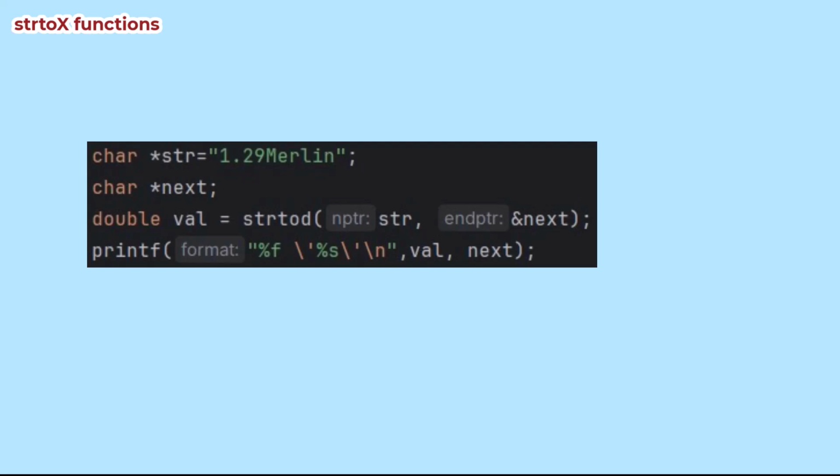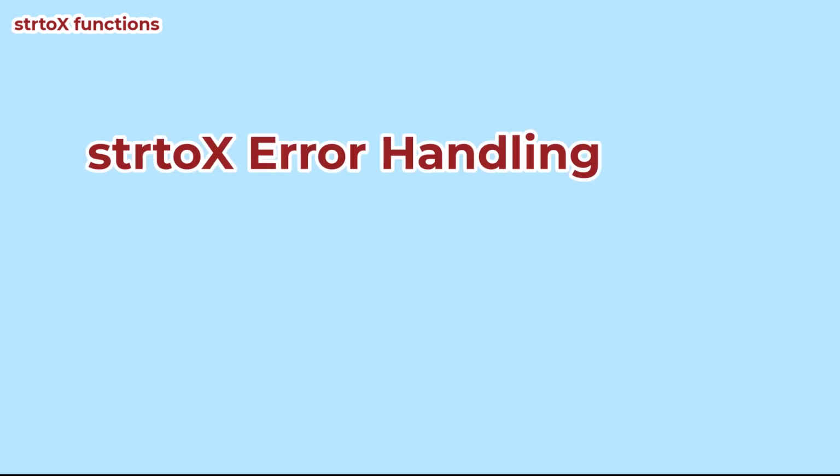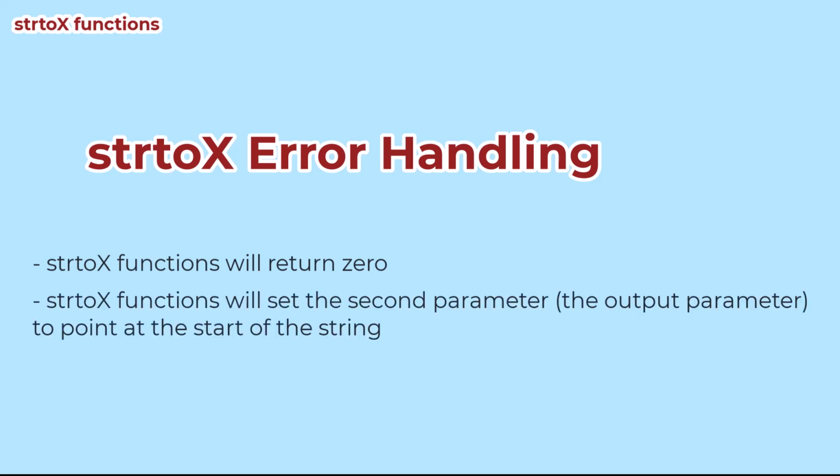This is the first time that Clang Tidy isn't complaining about errors not being reported. Why is that? Well, if the start of the string doesn't match the kind of number you're looking for, the strtox functions will return 0. Well, that sounds like the atoX functions, no error reporting at all. However, it will also set that output parameter to point at the very beginning of the string.